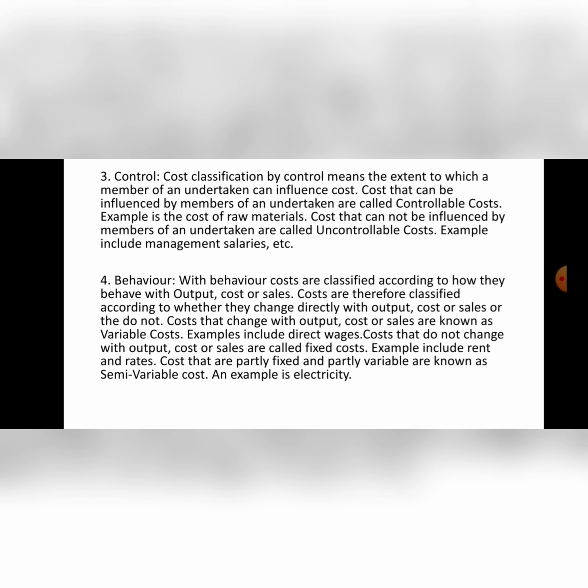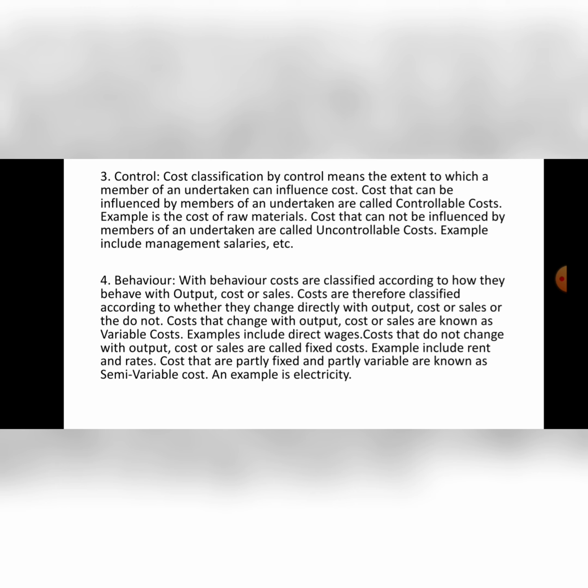The next one I'm going to look at is control. Cost classification by control means the extent to which a member of an undertaking can influence cost. Costs that can be influenced by the members of an undertaking are referred to as controllable costs.